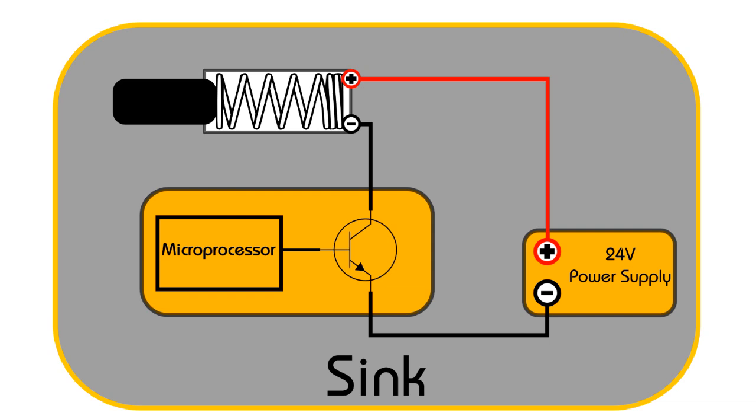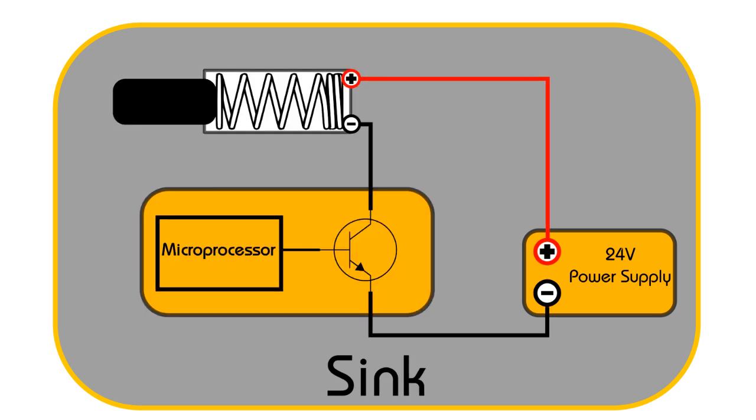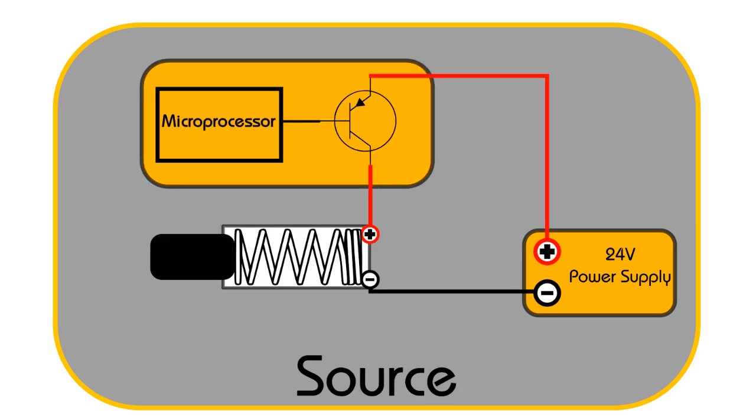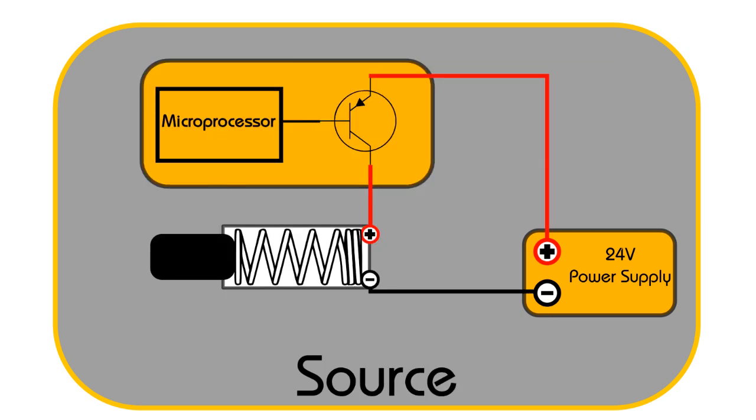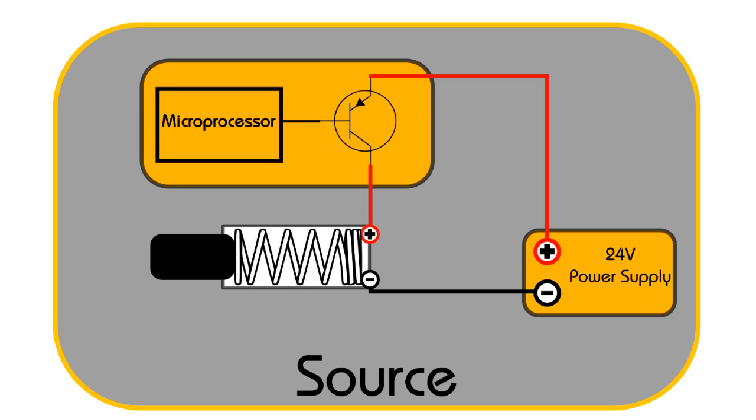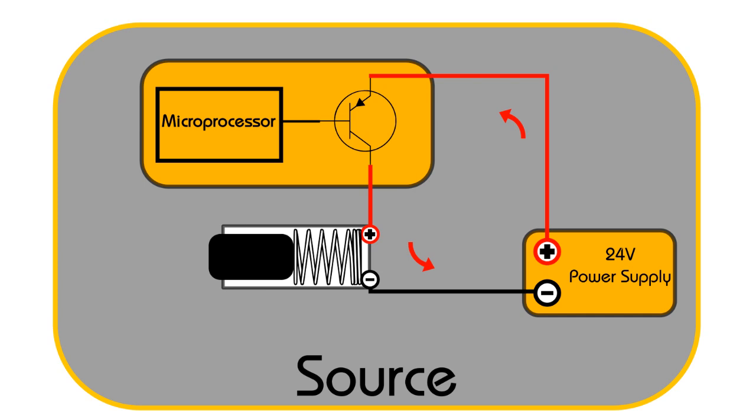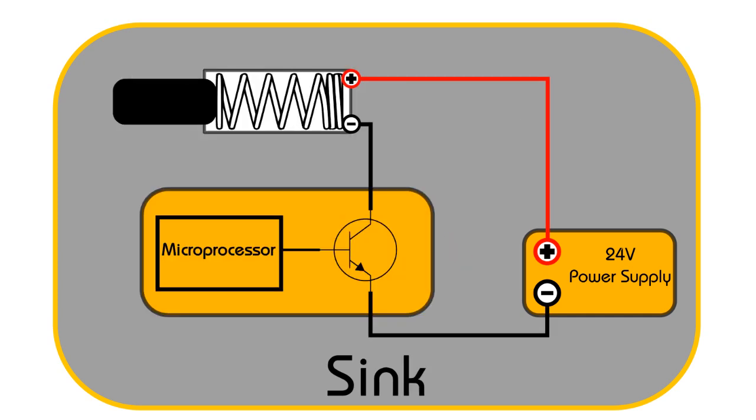So now we encounter a dilemma. Do we break the connection between the solenoid and the power supply at the positive side of the circuit, or the negative side of the circuit? Either way will give us the control we need, but one will suffice. If the transistor controls the positive side, it is set to source power to the load, and if it controls the negative side, it is set to sink power from the load.